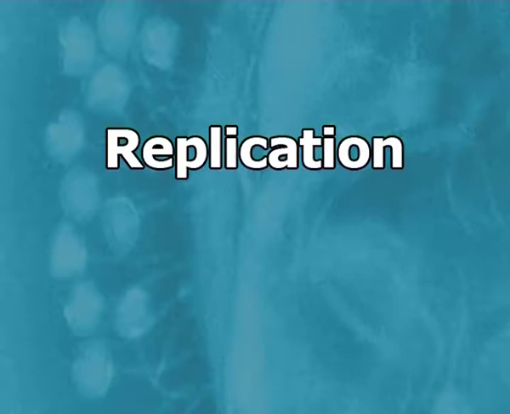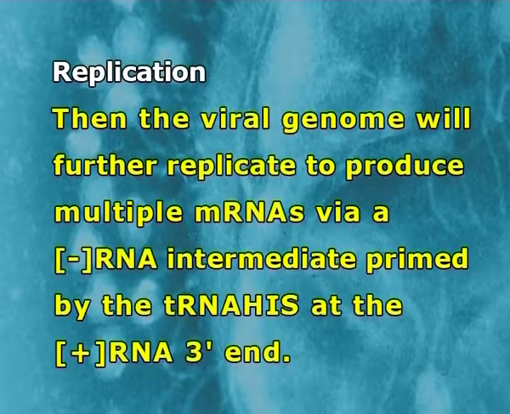Following infection, now let us see how it replicates. Following entry into its host via mechanical inoculation, TMV uncoats itself to release its viral positive RNA strand. As uncoating occurs, the MET-HEL Pol gene is translated to make the capping enzyme MET-HEL and the RNA polymerase. Then, the viral genome will further replicate to produce multiple mRNAs via the negative RNA intermediate primed by the tRNAs at the positive RNA 3' end.